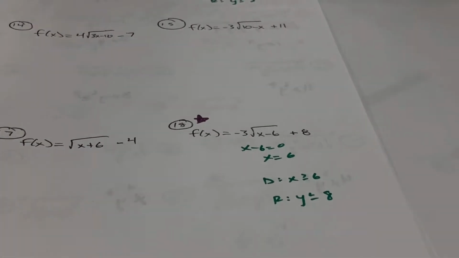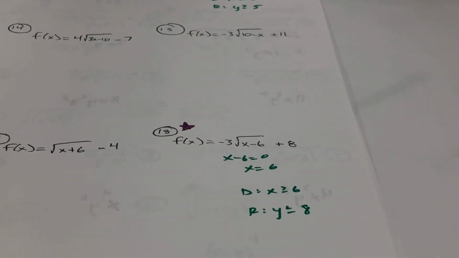On 18 here, x minus 6 equals 0. X equals 6. Domain, x greater than or equal to 6. That's a negative on the outside. Square root, as x gets bigger, y gets smaller. The range is y less than or equal to 8.